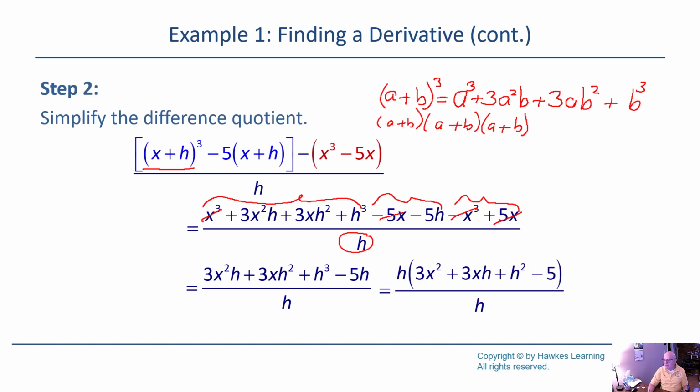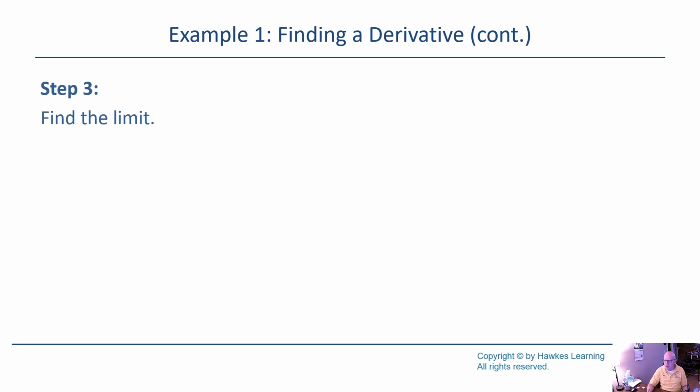Next, factor out that h, or you could just divide this h into all 3 of those, which is the same as what we're doing here, and that's our answer for the difference quotient simplified. Now we apply the limit. Take the limit of what we just got from the difference quotient.